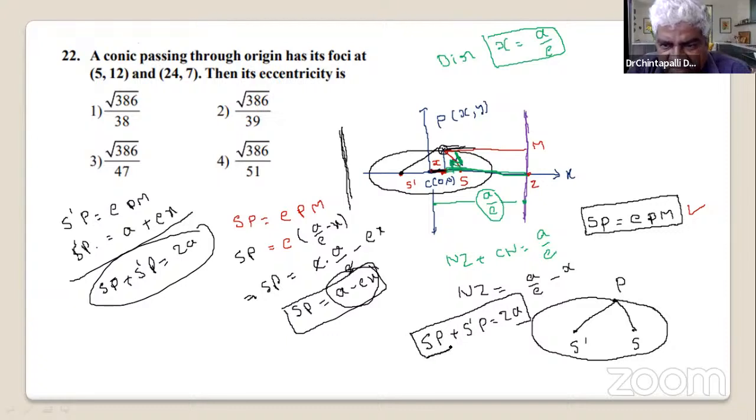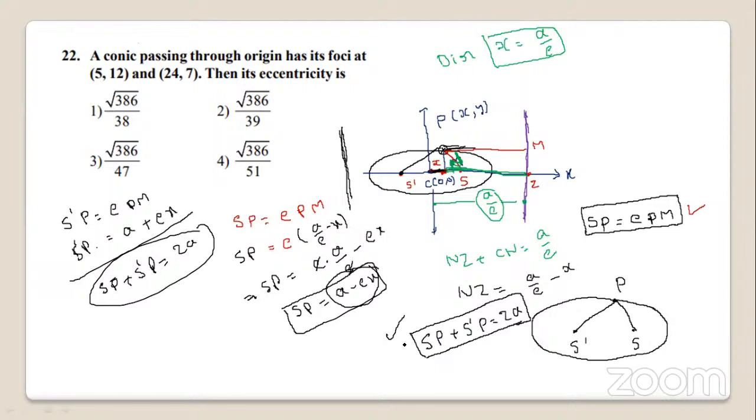There are a lot of things in ellipse we should learn. The main important thing here is in this calculation, it is SP plus S dash P equal to 2A. Got it? Note down at least this point. SP plus S dash P is equal to 2A.